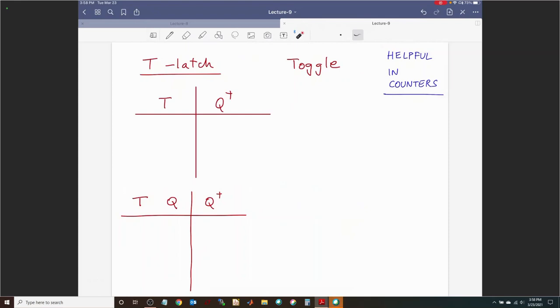Toggle T latch. So T latch versus T flip-flop, what is the difference? Exactly the same difference as a latch versus a flip-flop. One is level sensitive, the other is edge sensitive, but their behavior, their characteristic, is the same. You are either toggling or you're not toggling. If your T input, or toggle input, is a 0, then do not toggle, meaning Q plus equals Q. Don't change it.